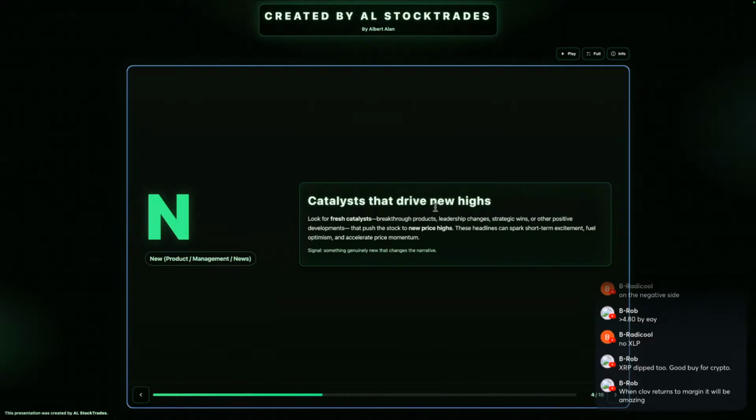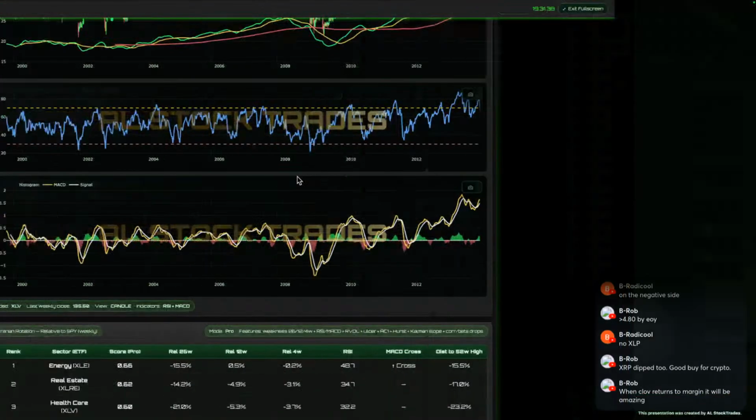So, catalyst that drives new highs. Look for a fresh catalyst: breakthroughs, products, leadership changes, strategic wins, or other positive developments that push the stock to new price highs. These headlines can spark short-term excitement and fuel optimism and accelerating price momentum. So we're going to have a signal indicator that breaks this down mathematically for news. We already have it, but it's going to be a lot more sophisticated.